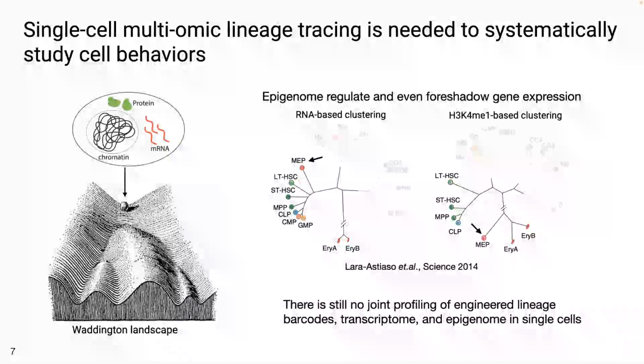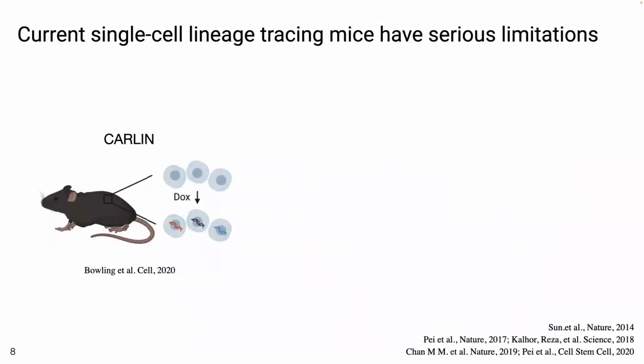However, currently there is not yet any technology that is able to simultaneously profile lineage barcodes, transcriptome, and epigenome in single cells. And this kind of technology is actually very needed in order to systematically understand how cells make their fate choice. Another limitation in the current field is the lack of a good model system to study cell lineages in vivo. A few years ago, the Fernando group provided such a technology called calling, where they can use DOX to induce every individual cell in the mice to generate some random barcodes. And these random barcodes can be expressed as mRNA, and therefore we can simultaneously capture both the lineage barcodes and the transcriptome in a single cell.